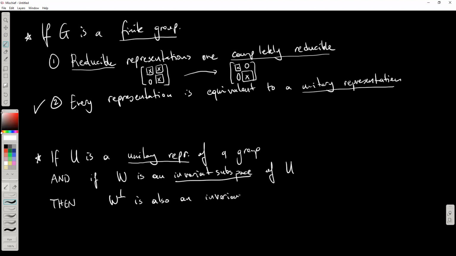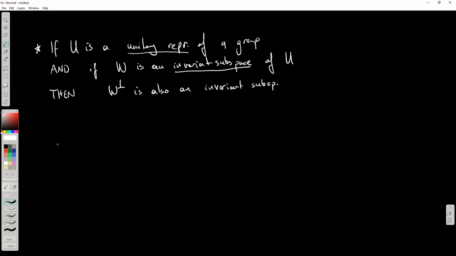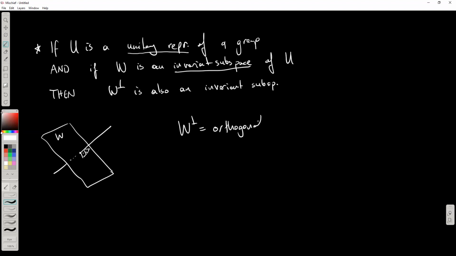What's W perp? Let me write it down like that. What's W perp? For a subspace W, let me try to draw it like that. W is a subspace. W perp is essentially, I don't know, this is just a three-dimensional example perhaps, the set of vectors which are perpendicular to all vectors in W. So W perp is called the orthogonal complement of W. It's called an orthogonal complement of a subspace.